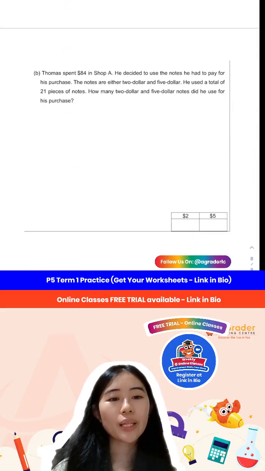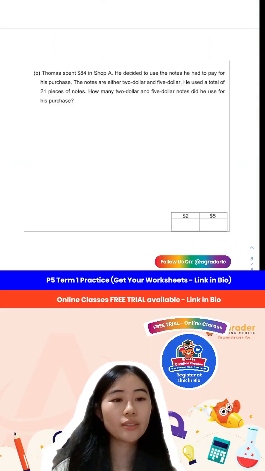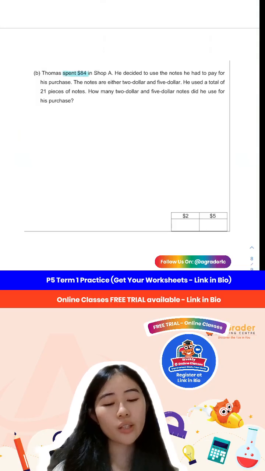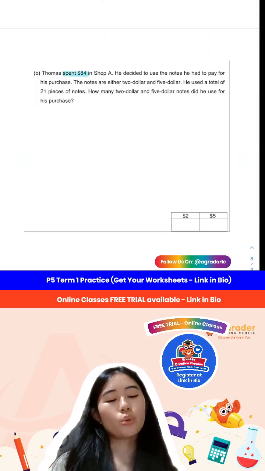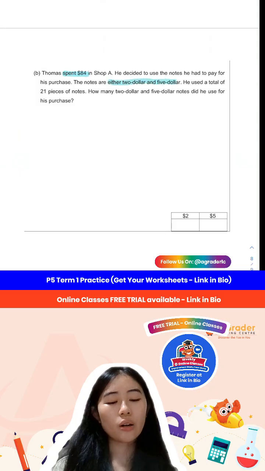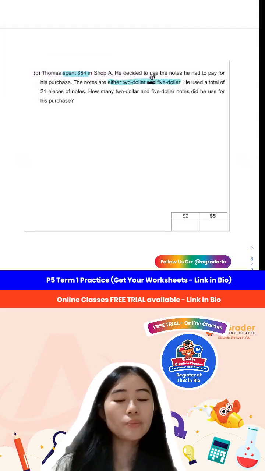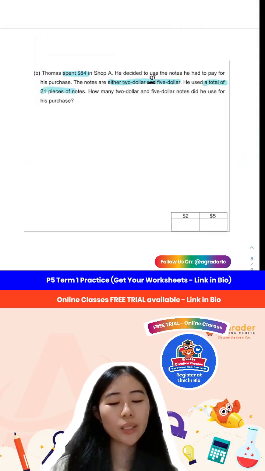Okay, let's look at part B. This is our last question. Thomas spent $84 in shop A. He decided to use the notes he had to pay for his purchase. The notes are either $2, sorry, another typo here. Instead of the word and, you should change it to or. So the notes are either $2 or $5. He used a total of 21 pieces of notes. So how many $2 and $5 notes did he use?